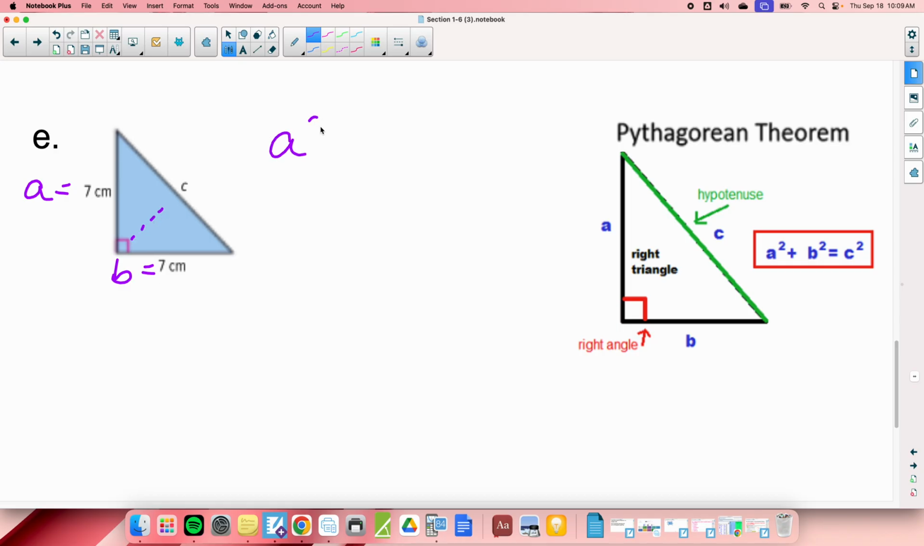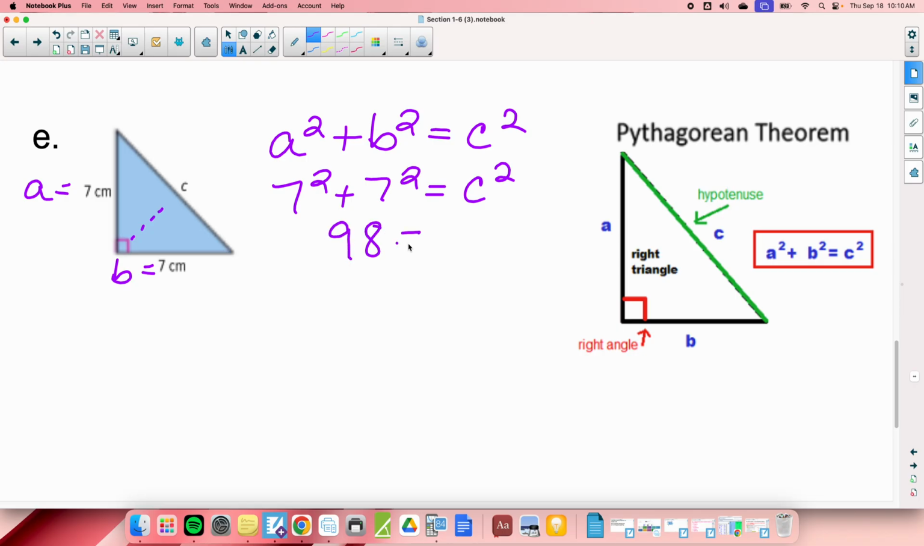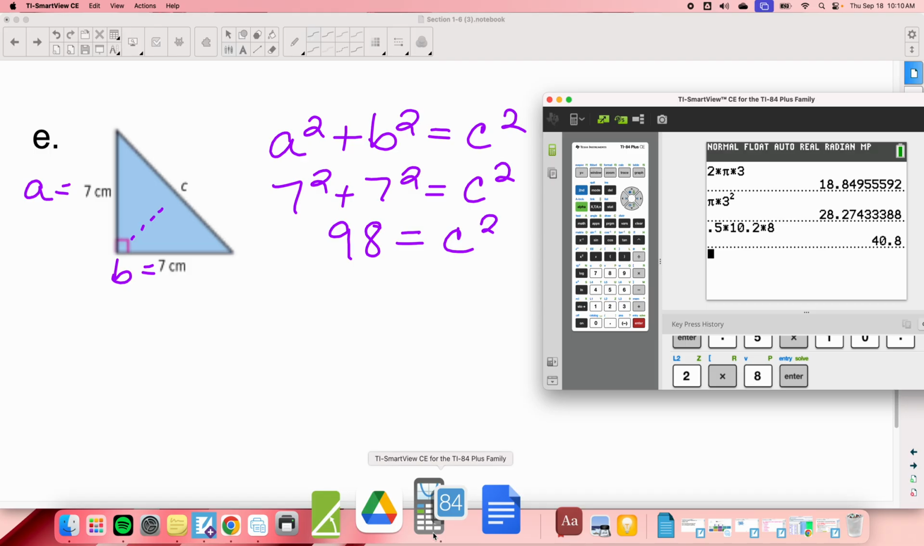So I'm gonna go A squared plus B squared equals C squared. Remember, A and B are the 2 legs that are right by the right angle. So that is 7 squared plus 7 squared. And we are looking for the diagonal, which is our C squared, okay? Now, when you guys do 7 squared plus 7 squared, I believe you're gonna get 98. And then what do you have to do? Yeah, you have to square root.